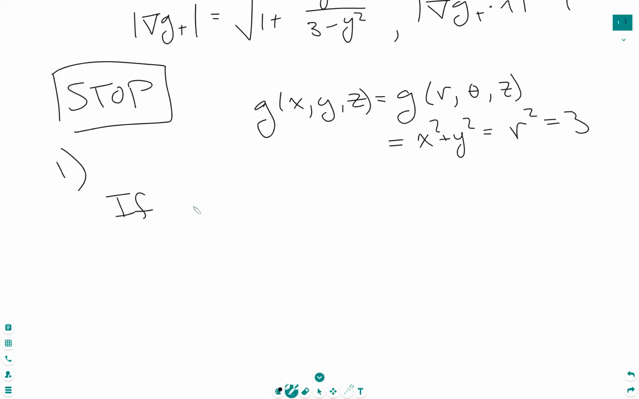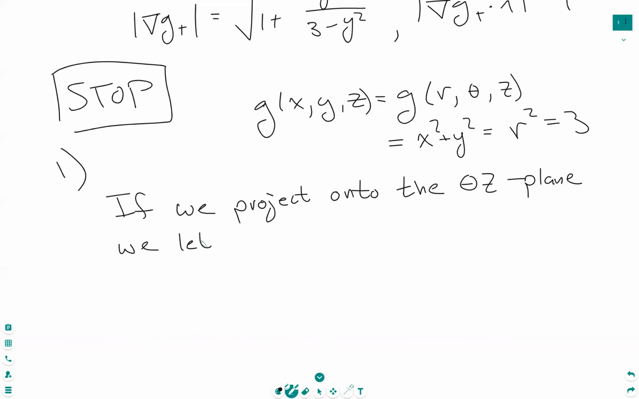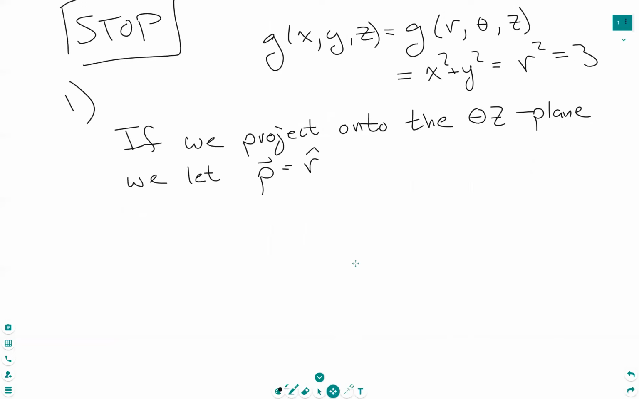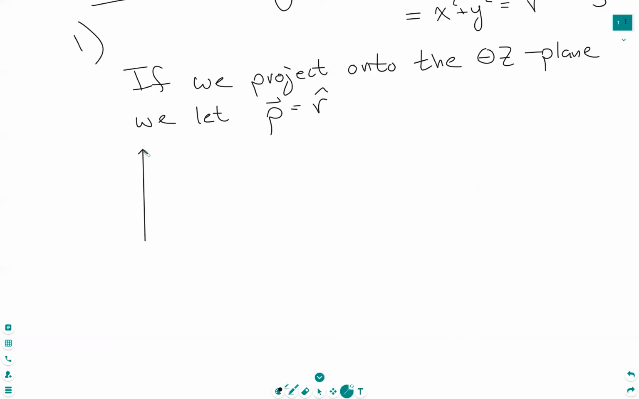So for step 1, if we project onto the theta z plane, we let P go in the r hat direction. Right? If we're going to the theta z plane, then we have to go in the r direction. Well, what the heck is the r direction? So let's take a look. How do we express r hat in terms of i hat and j hat?